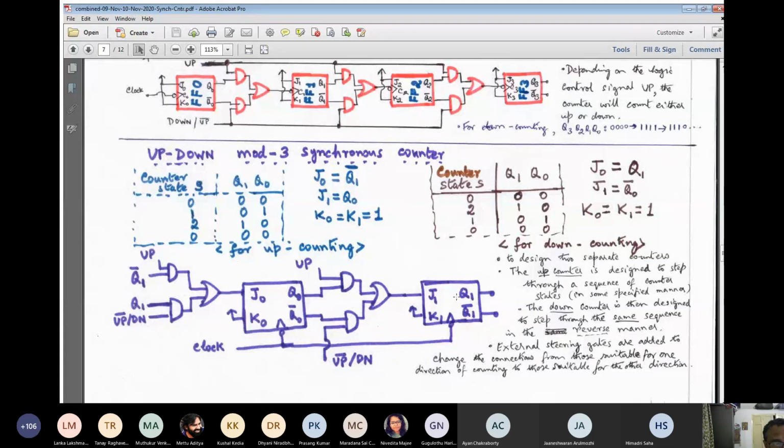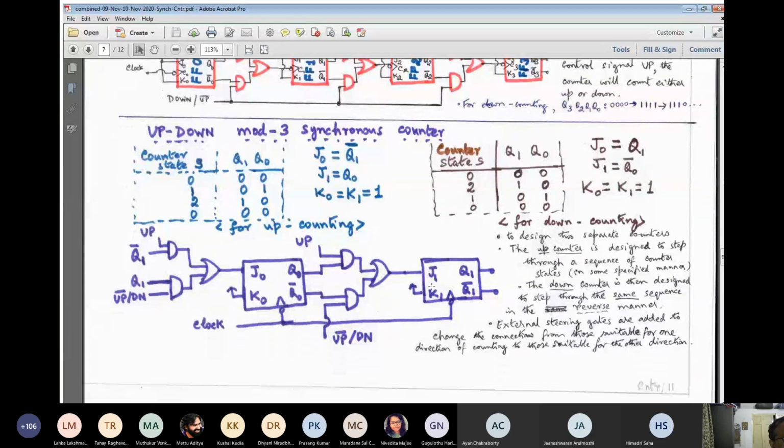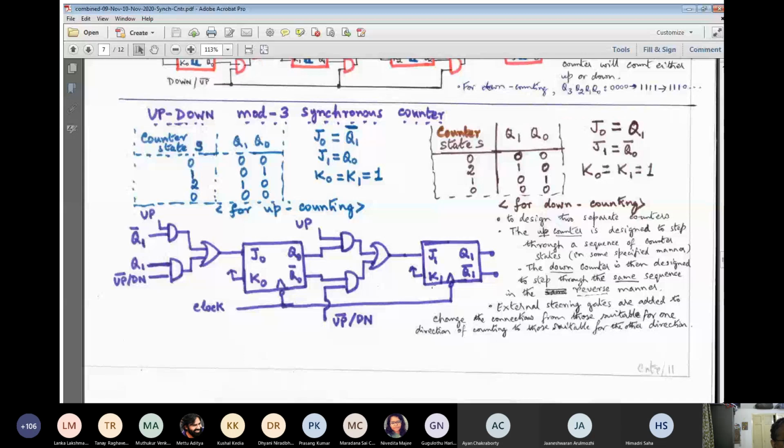So the design principle, I believe it is clear, no? So instead of modulo 3, if you are asked in the exam, in the class test, to do say modulo 5, you can do it. Clear? No doubt. Let me now proceed to the next topic. So far, any doubt?